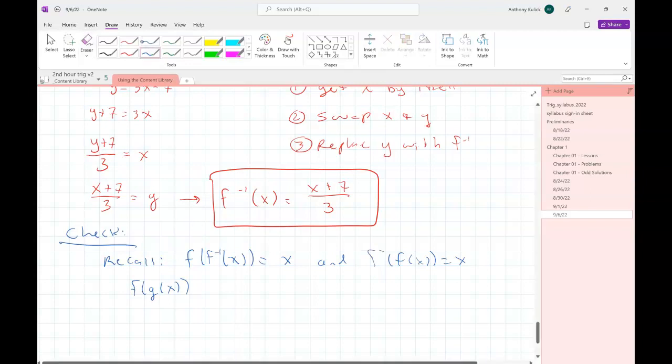Like, where's the g coming from, Mr. Kulik? Well, you know, whatever, f inverse, g, q, 7, they're just names, you know? But, Mr. Kulik, I have a name. All right, fine. The names matter, I guess.